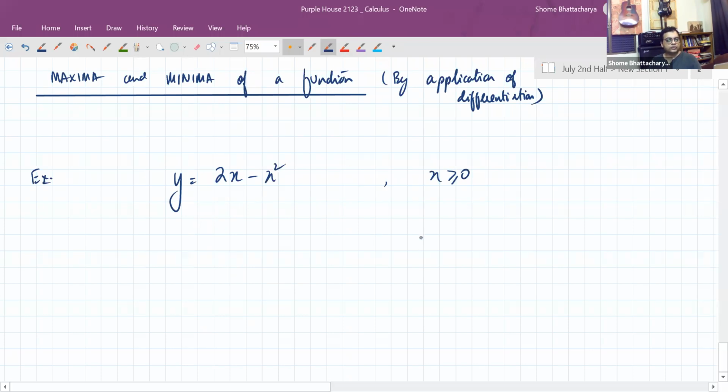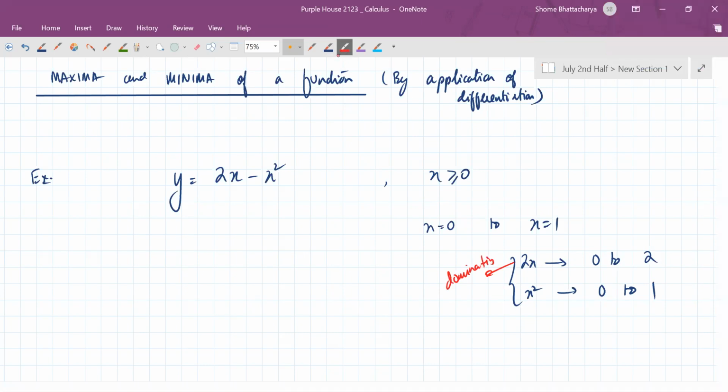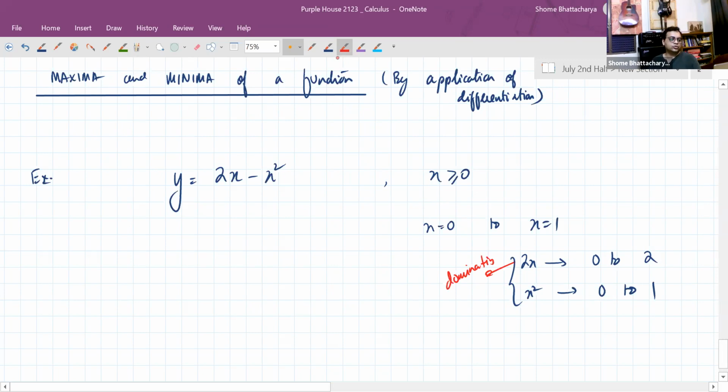For example, if you are going from x equal to 0 to x equal to 1, you can see what is happening to the term 2x. 2x is going from 0 to 2, whereas x square is going from 0 to 1. So the term 2x dominates, because its value increased to 2, whereas x square's value increased to only 1. The function is the difference of the two, so the one increased by a larger amount dominates. Understood the point?